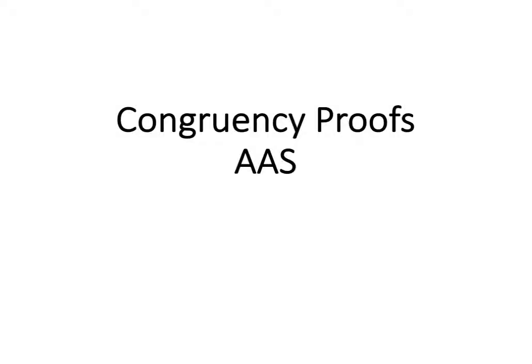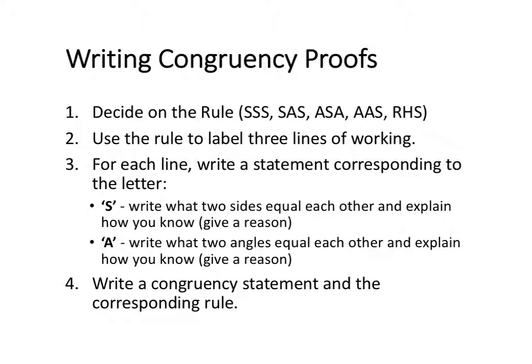In this video, we're going to have a look at how do we write a proof to prove that two triangles are congruent using the rule angle, angle, side. When we're writing congruency proofs, there are 4 steps that I recommend that you follow.